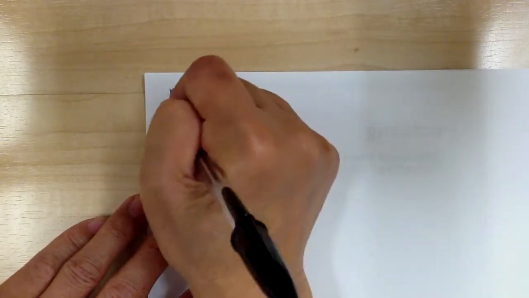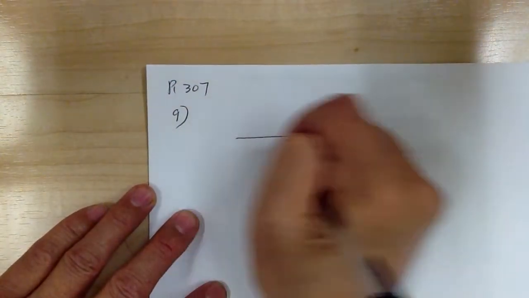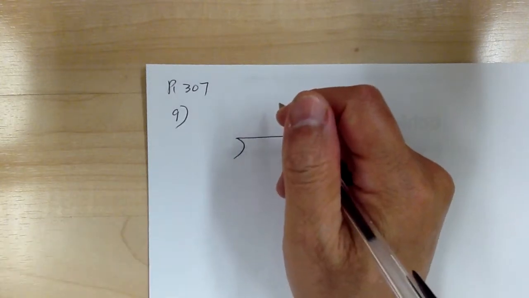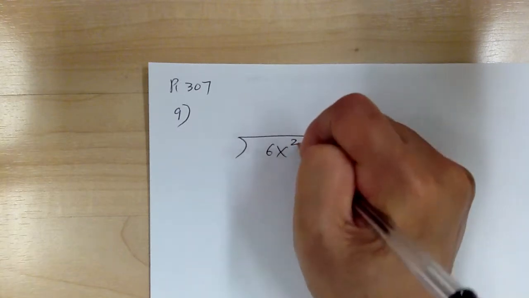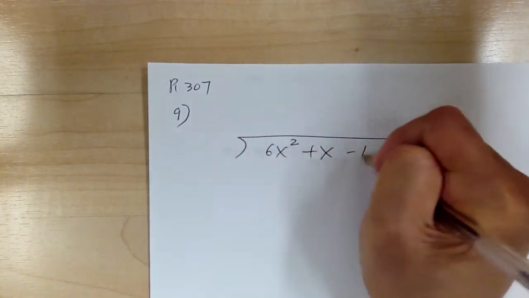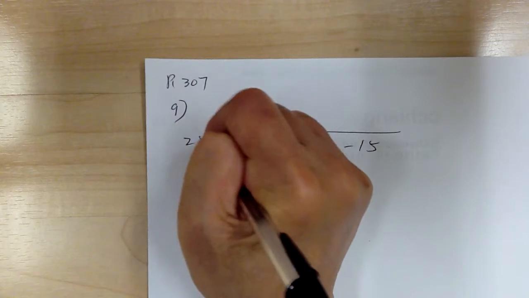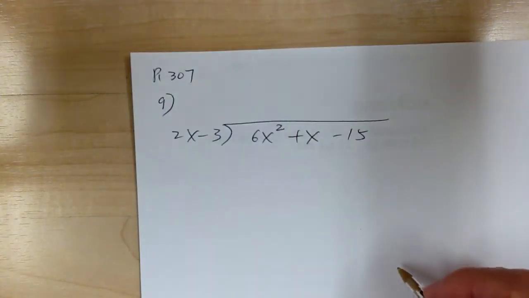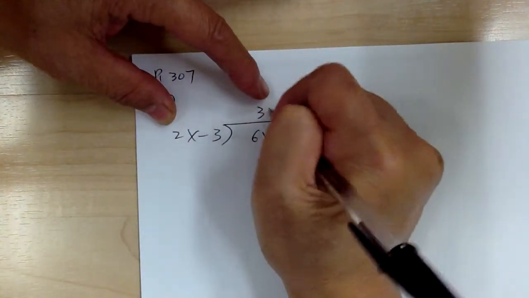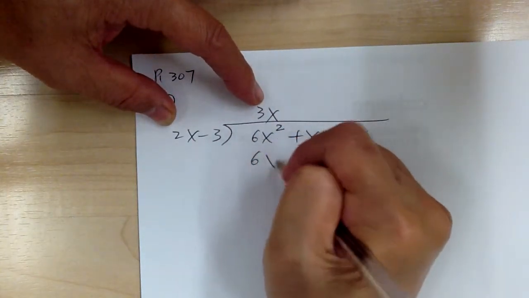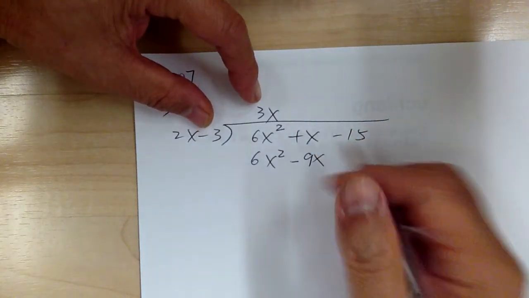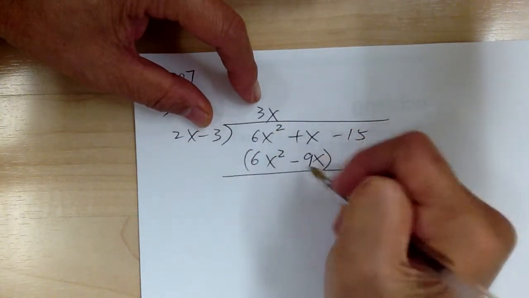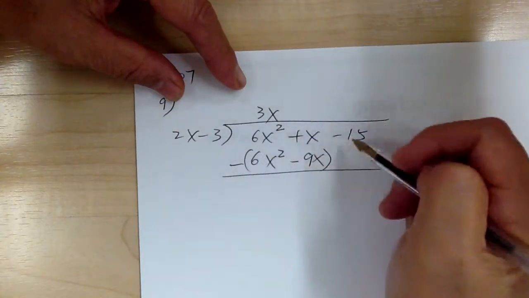Let's do number 9. Okay, number 9 is in the wrong order, so you have to put in the correct order first. So it would be 6x squared plus x minus 15 divided by 2x minus 3. Okay, so over here you need to get 3x. So when you multiply, you get 6x squared minus 9x. Okay. Draw the line, put in parentheses, subtract. So first term always cancel out.